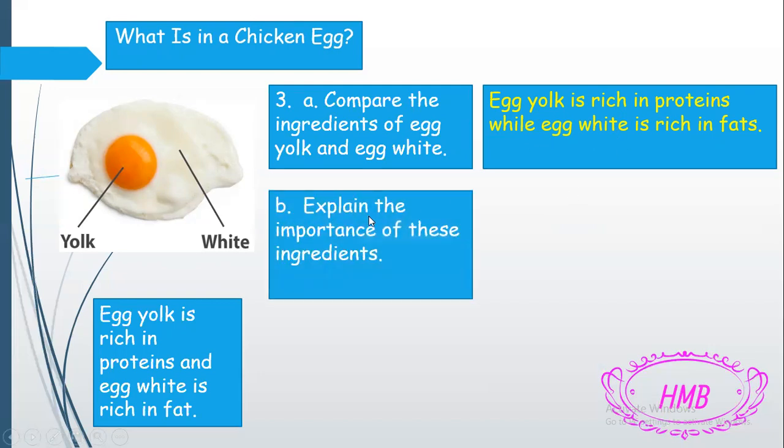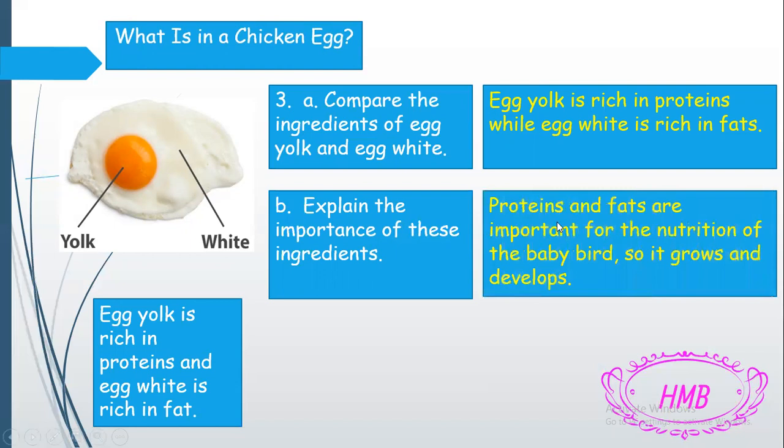We are still with the same question, because it is two parts, A and B. A was about the difference between the ingredients. Now B explained the importance of these ingredients. Why do chicken eggs have these two nutritive materials? So proteins and fats are important for the nutrition of the baby bird, so it grows and develops. So they are good for nutrition.